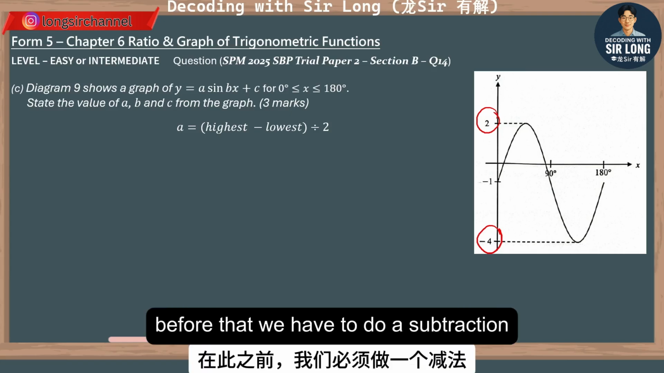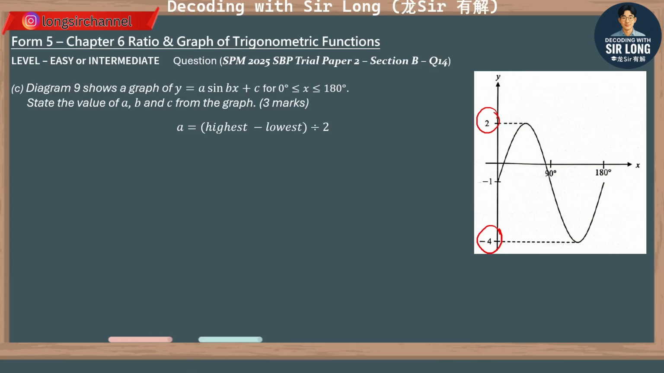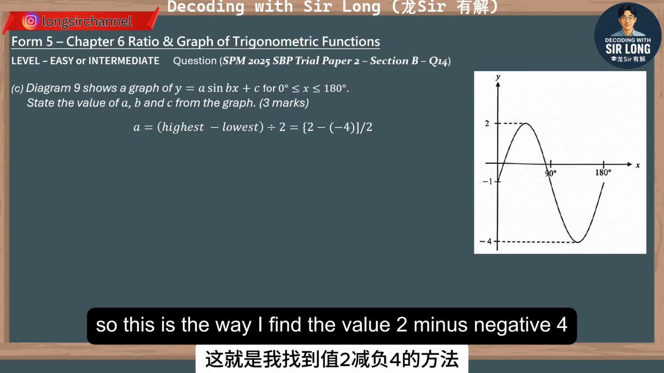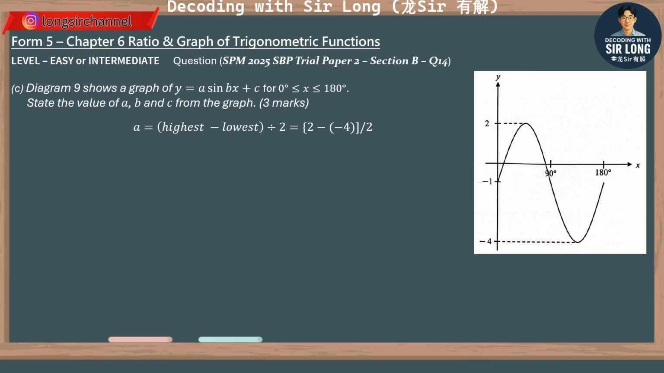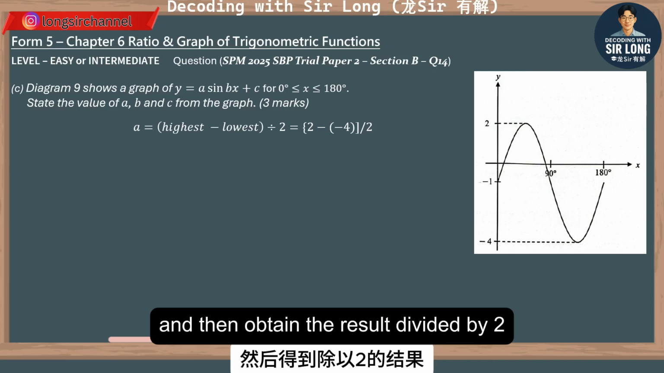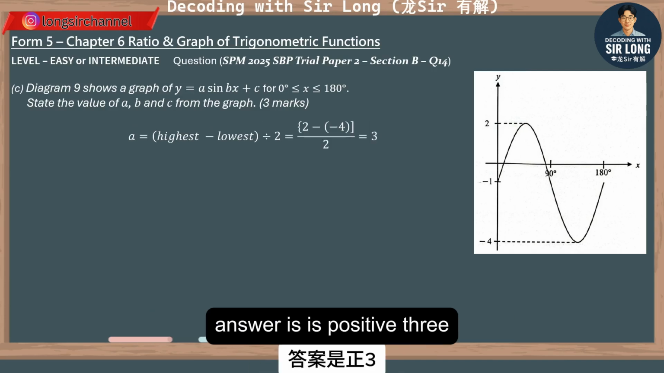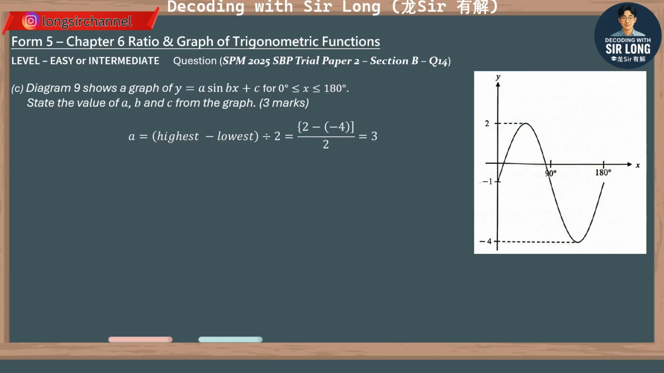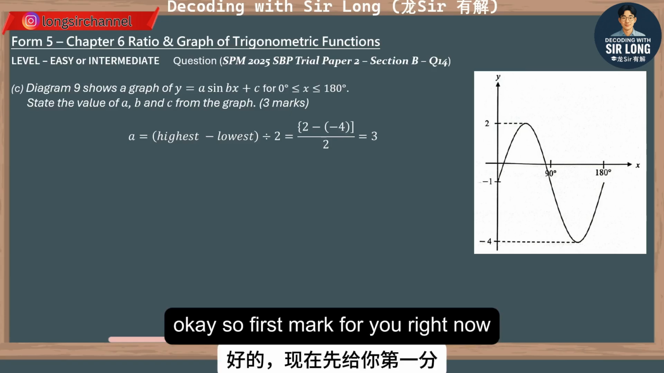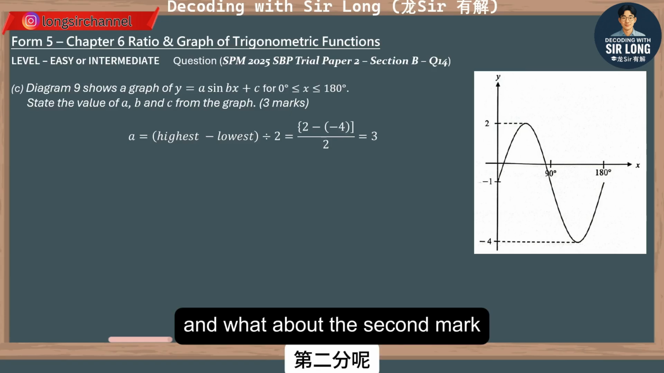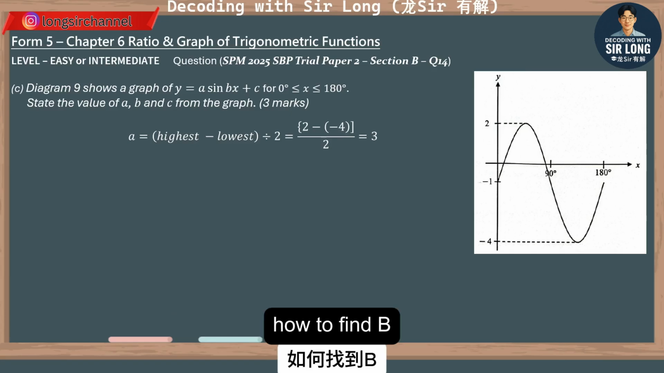Before that we have to do a subtraction. So this is the way I find the value. 2 minus -4, and then obtain the result divided by 2. The answer is positive 3. Okay, so that's the first mark for you right now. And what about the second mark? How to find b?